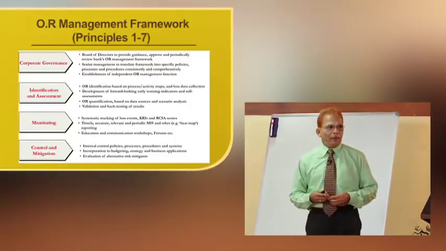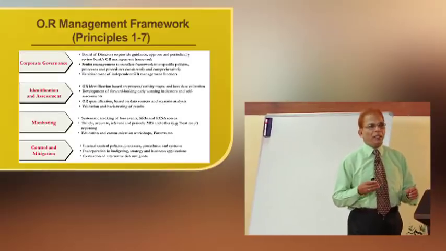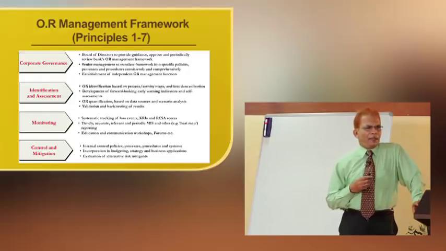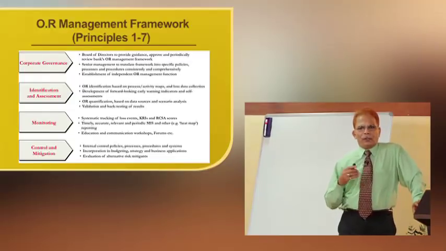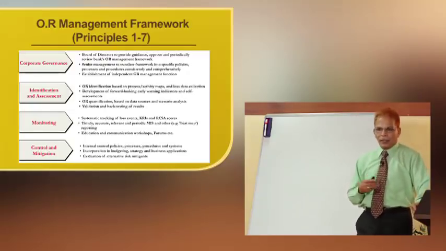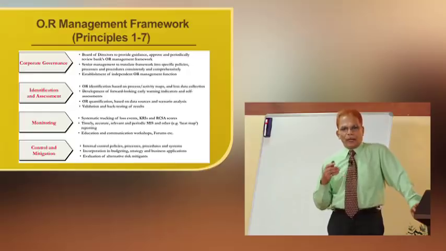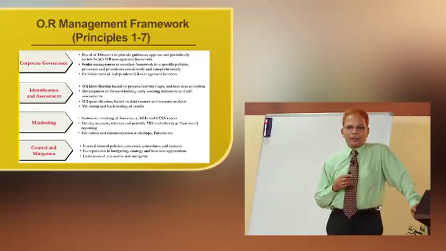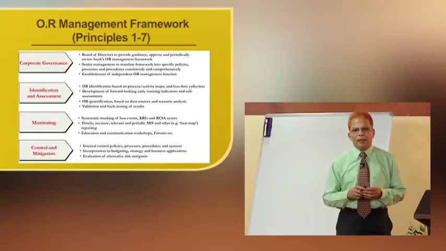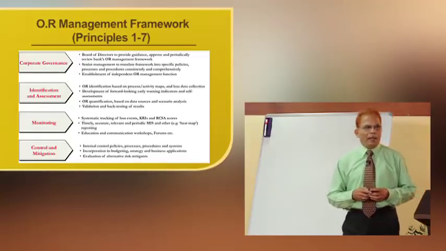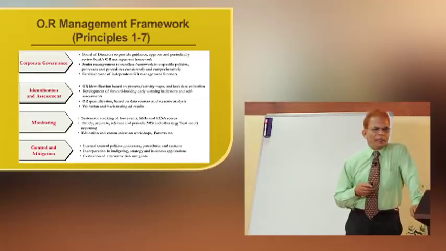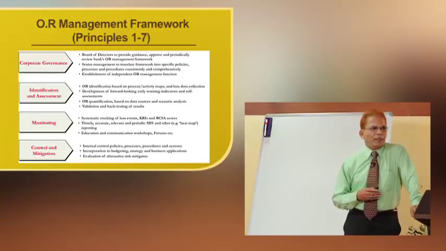Now, the operational risk management framework broadly starts with very good corporate governance at the top, the board of directors setting up the guidance and approving the operational risk management framework, and the top management converting this framework into policies, procedures, and processes for implementation, and then setting up the independent operational risk management team. And then the identification and assessment is based on the process activity maps. Basically, each process has to be mapped.